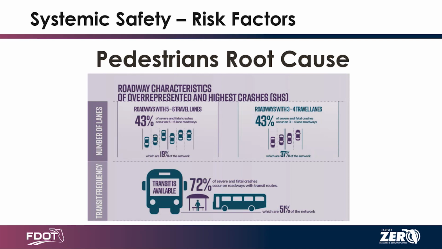Roadways with 5 to 6 travel lanes, 43% severe and fatal injuries with 19% of the network. 3 to 4 lanes is a little bit closer. It's 43% of crashes with 37% of the network. 72% of severe and fatal crashes occur on roadways with transit routes.